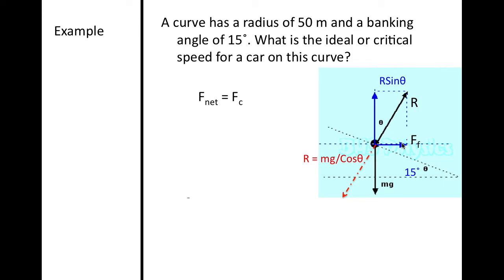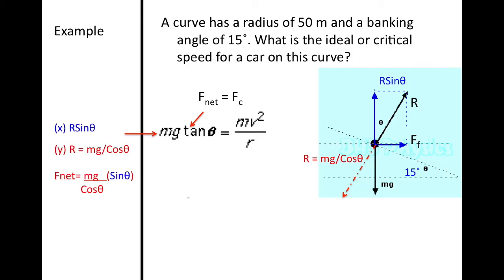To find the net force, we have to find the normal force, which is the tangent of theta times the weight. And we know that the centripetal force is equivalent to mv squared over r. To get this part over here for the net force, all you had to do was to find the components. We know that this component here, the x component, the horizontal component, is R sine theta.